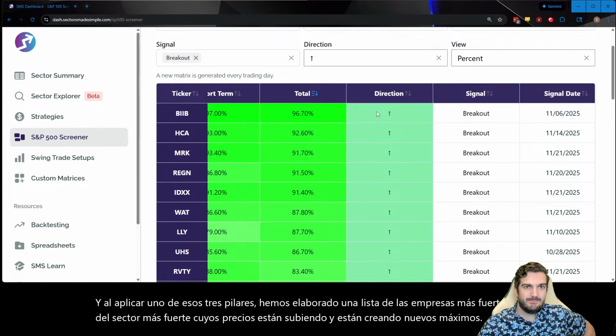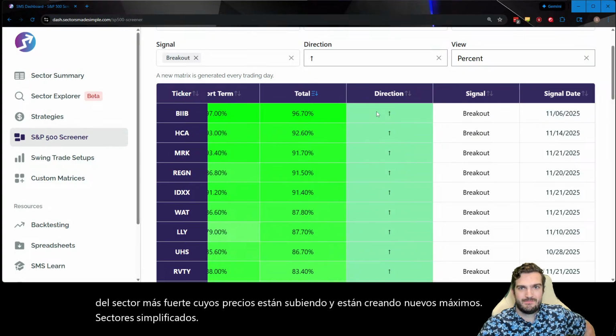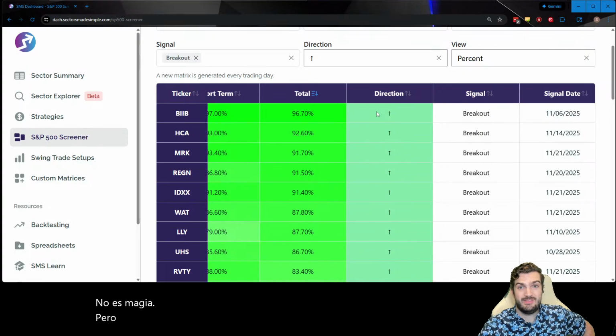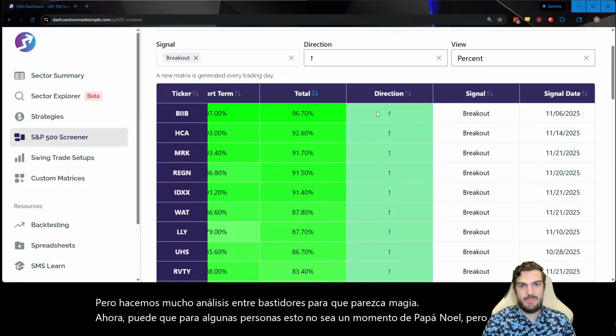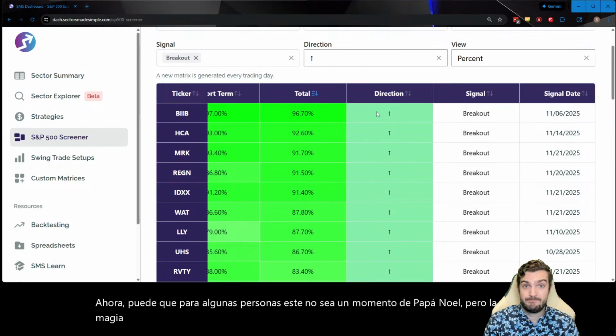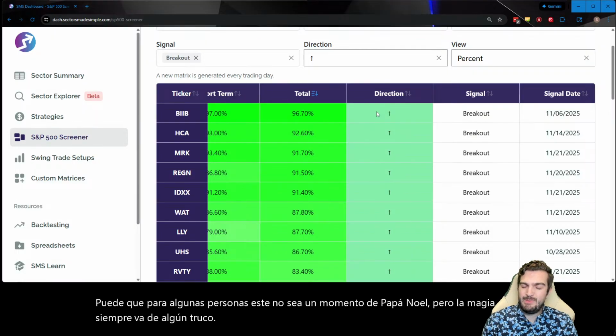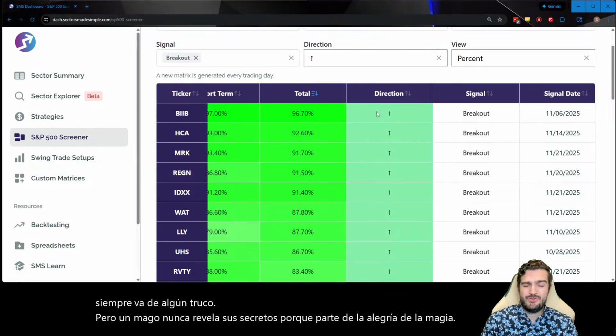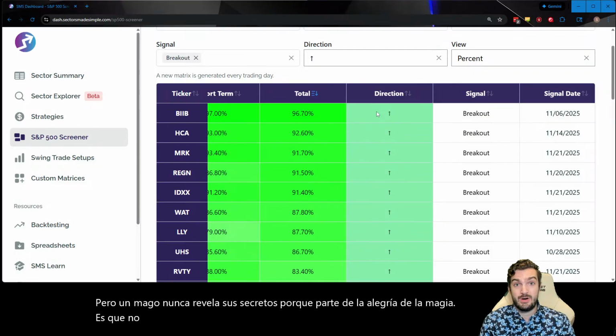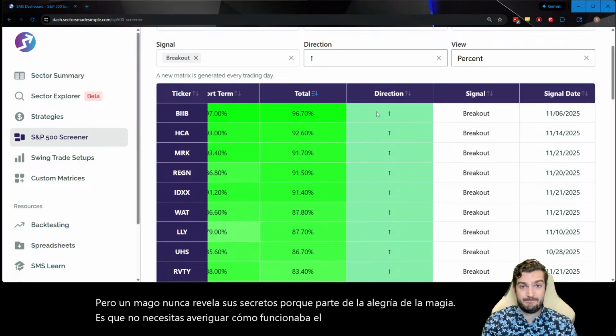Sectors made simple is not magic. But there is a lot of analysis that we do behind the scenes so that it can look like magic. Now, this might be a Santa isn't real kind of moment for some people, but magic is always about some sort of trick. But a magician never reveals their secrets, because part of the joy of magic is that you don't need to figure out how the trick worked to enjoy the trick.